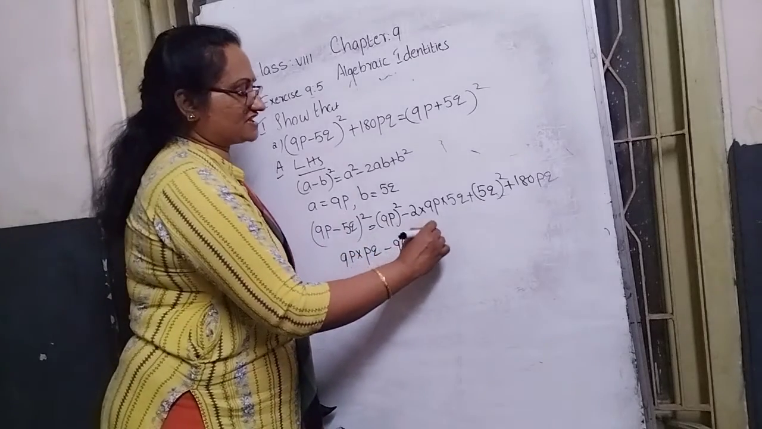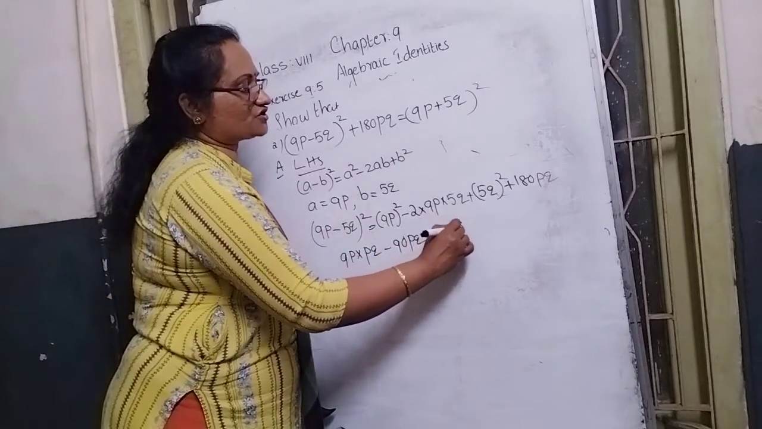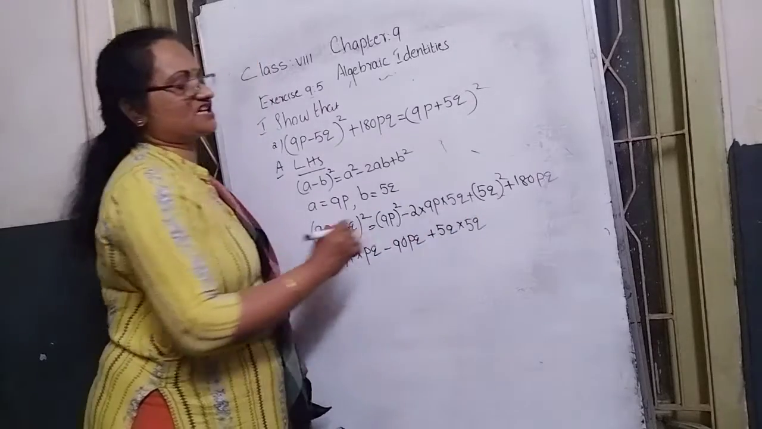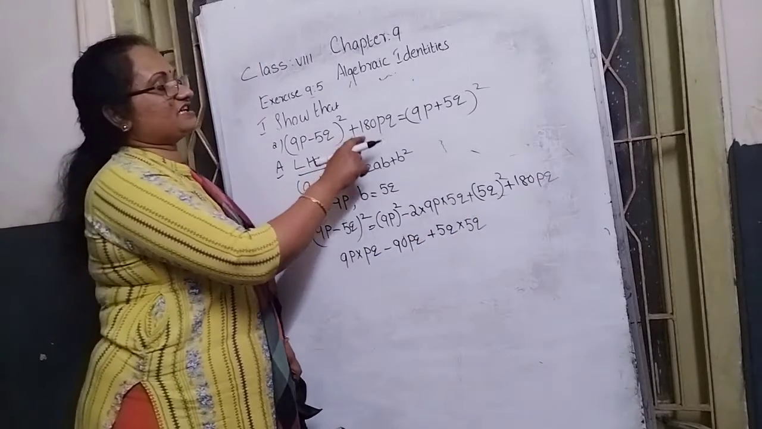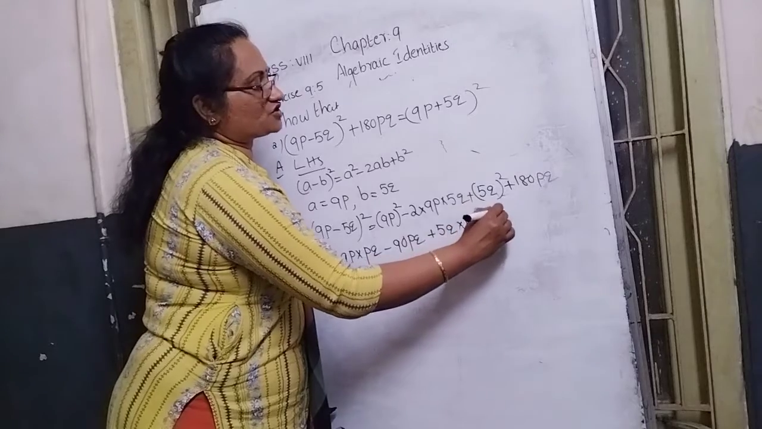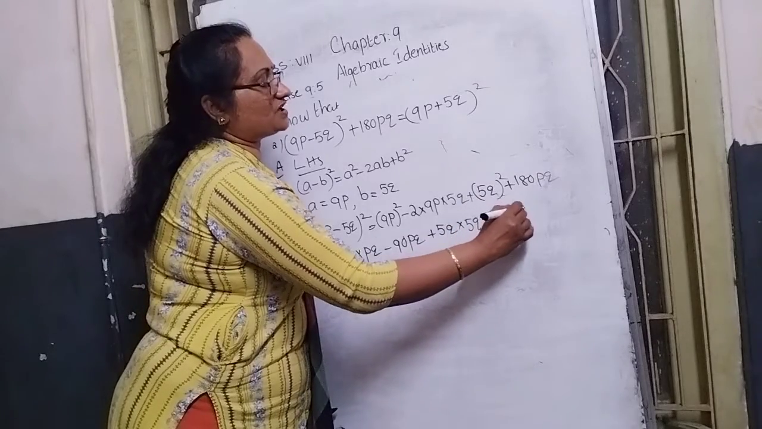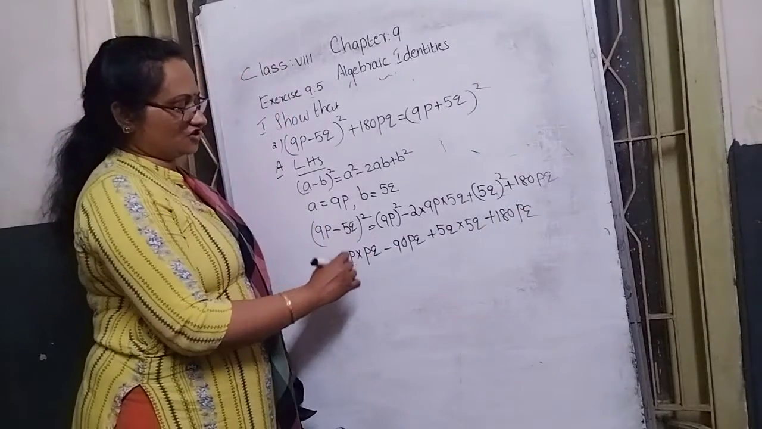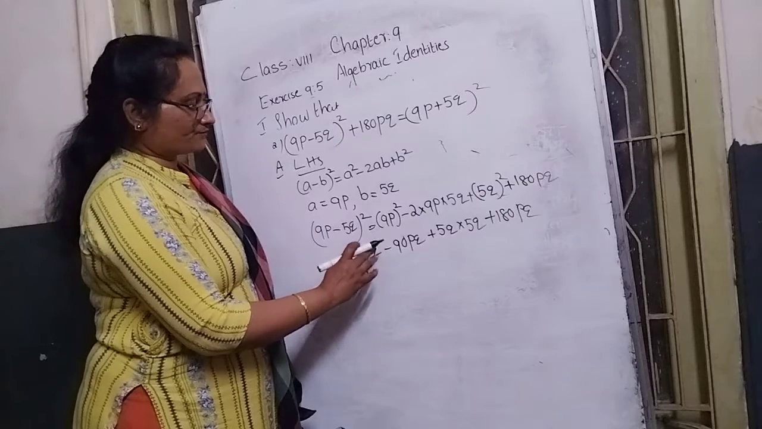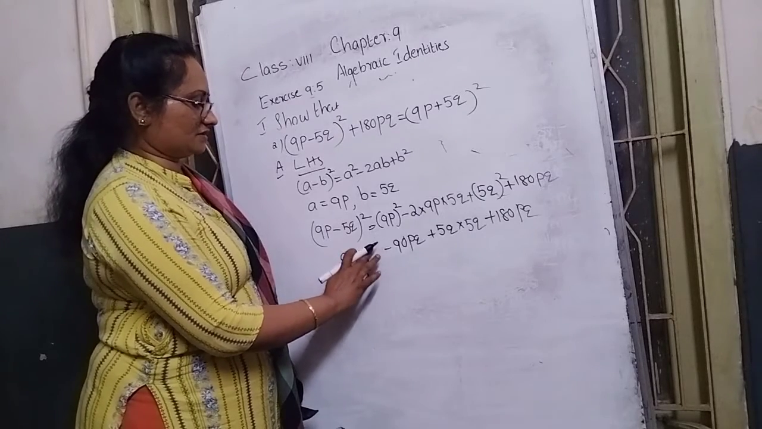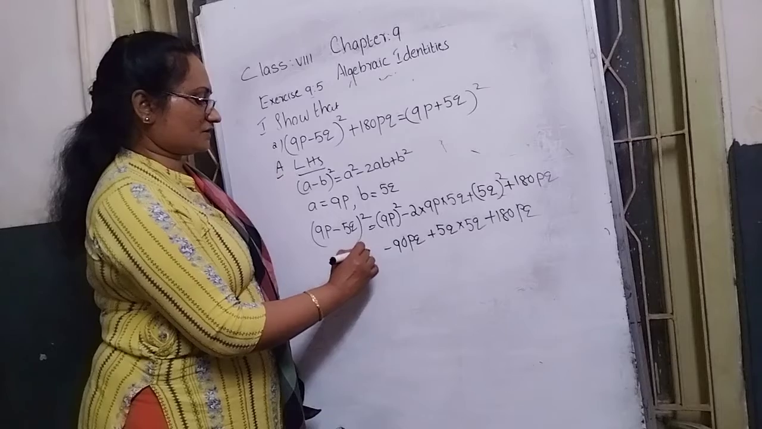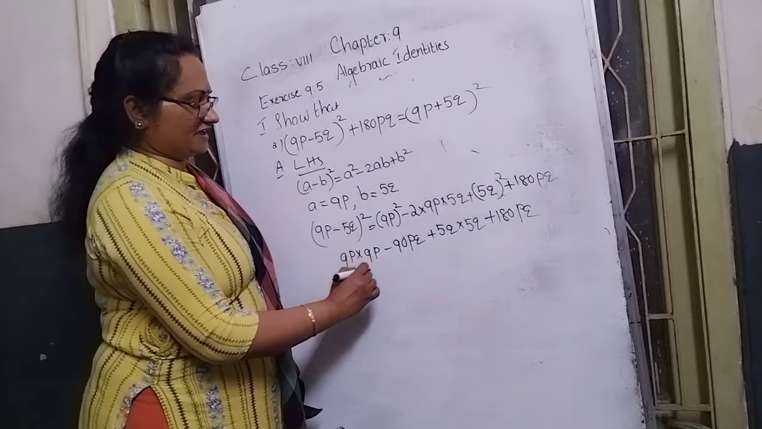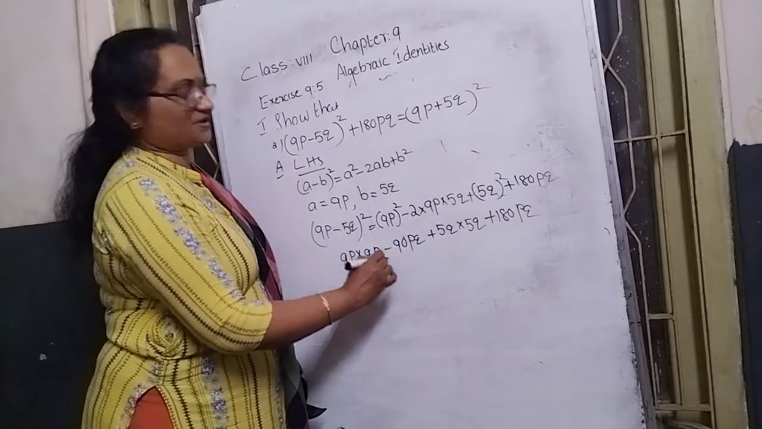Third term represent as 5q. 5q the whole square means 5q is multiplied how many times? 2 times. Then this term is also repeated once again, 180pq. Again here, see, 9 into 9 becomes 81. Then here 9pq. Then 9 into 9, 81. P into P becomes p square.